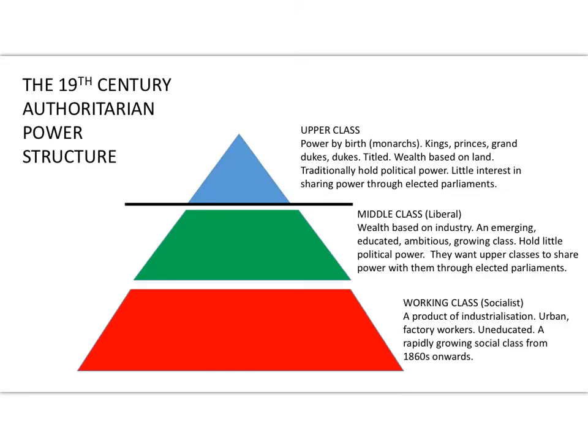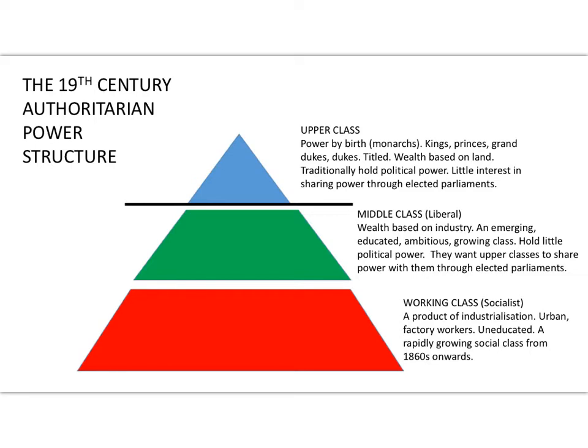I'm going to start off with this particular diagram. This is what we call a social structure, a social pyramid. What I've tried to do here is just capture the traditional, the typical 19th century power structure in the German region of Europe.